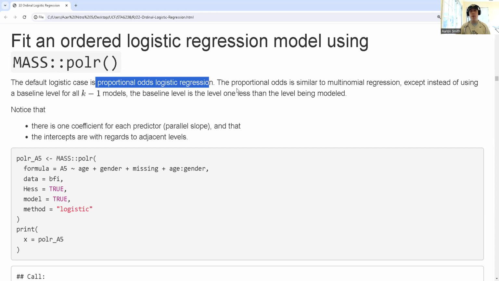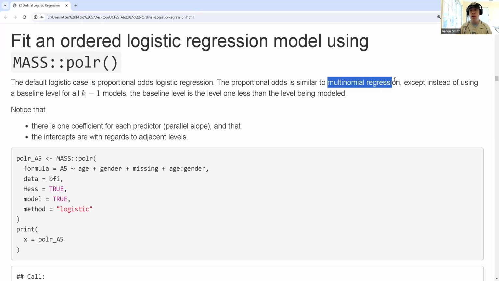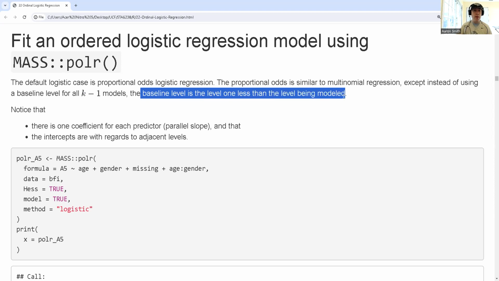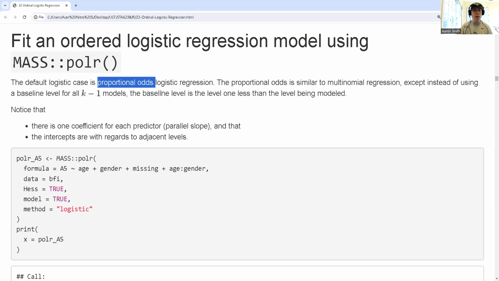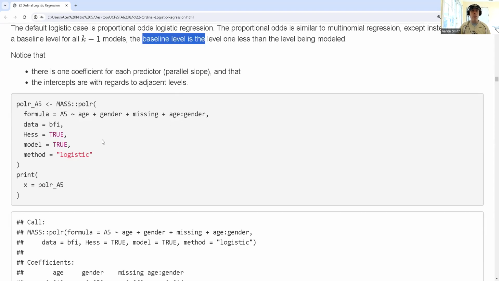The proportional odds is similar to multinomial regression, except instead of using a baseline level for all k-1 models, the baseline level is the level 1 less than the one being modeled. So when we do proportional odds, we're saying that the level 1 less is the baseline level. All right, and so here everything is pretty simple. At this point, we really just follow what we do in GLM pretty closely and run with it.